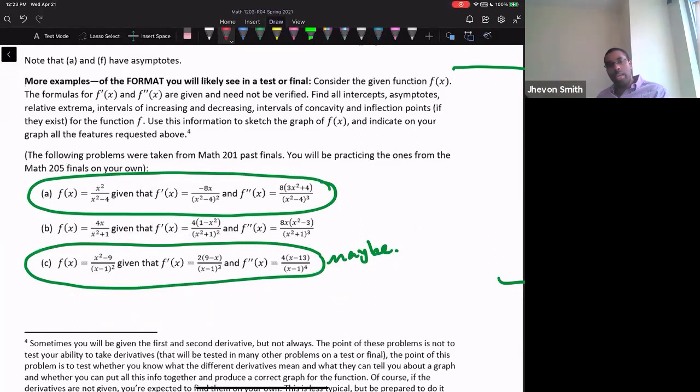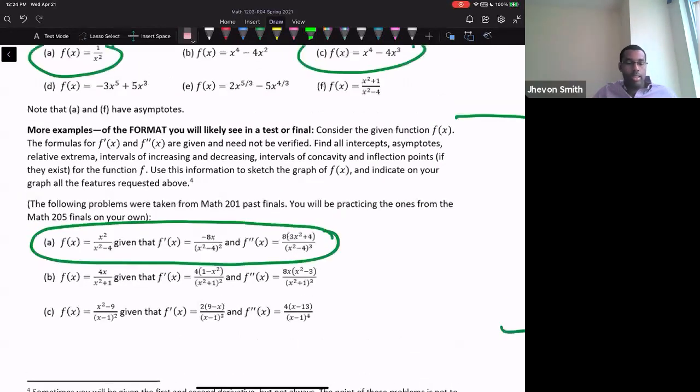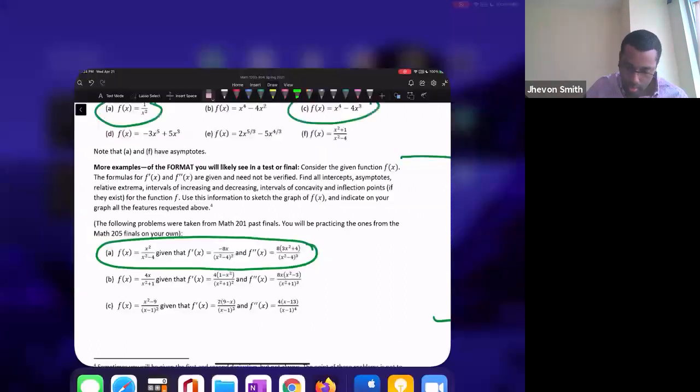But next time we'll do A. So next time we'll do the second example part A, and we'll move on to another topic, optimization, another word problem, but we will try to get through it nicely. So yeah, I would do this example for next time.